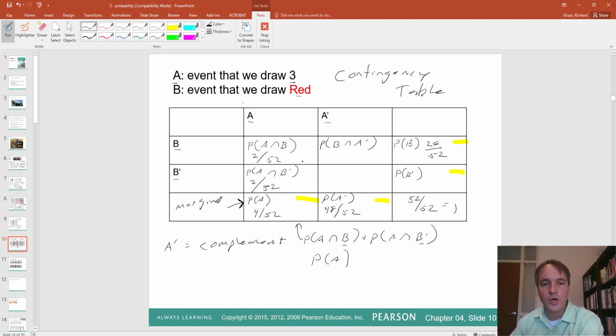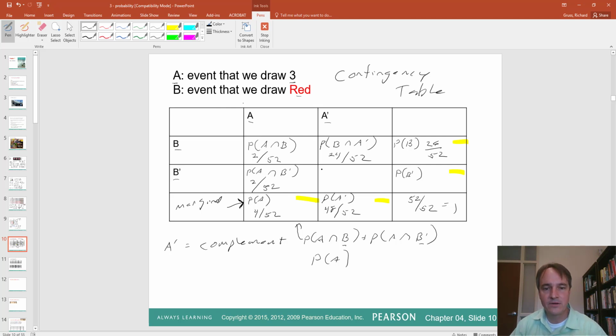Okay, so we know that there are 13 cards per suit. And we know that there are 26 cards in the red suits, 13 cards per suit. And we know that 2 of those are going to be 3s. So that means it's going to be 26 minus 2, which, as we saw, these two have to add up. So there are 24 cards that are red and not 3s. Okay, so B and not A.